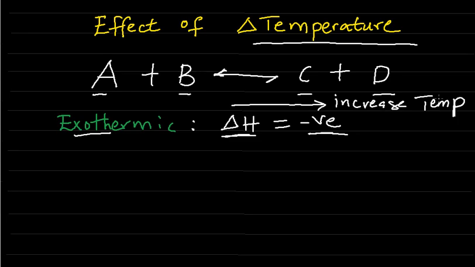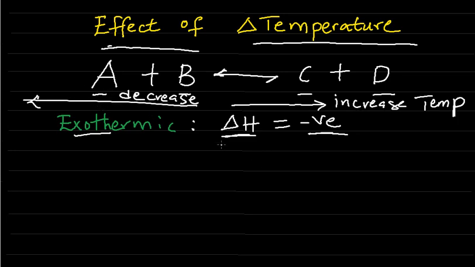The forward reaction leads to the increase in temperature because it is an exothermic reaction, while the backward reaction leads to a decrease in temperature. So that is the very first step. For an exothermic reaction, forward leads to an increase in temperature and backward leads to a decrease in temperature.